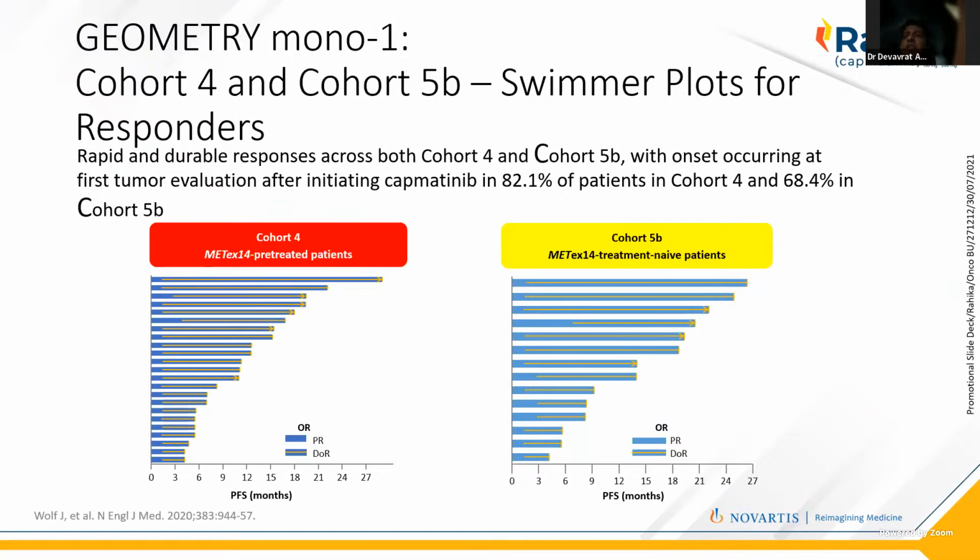And when you look at the swimmer's plot for responders as well, we see fairly rapid and durable responses across both cohorts. And when you look at when these responses start occurring, at the onset of first tumor evaluation, 82% in the cohort 4 population had a response at the first tumor evaluation, and similarly, nearly 70% of patients in the cohort 5B population, the untreated population, also had fairly early responses, in fact at the first tumor evaluation. Next slide, please.